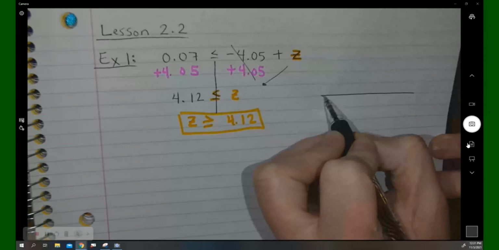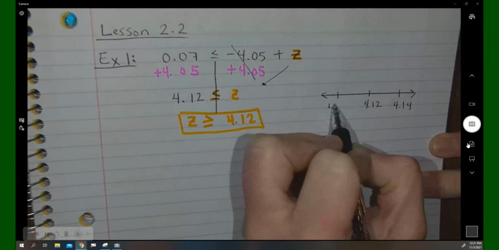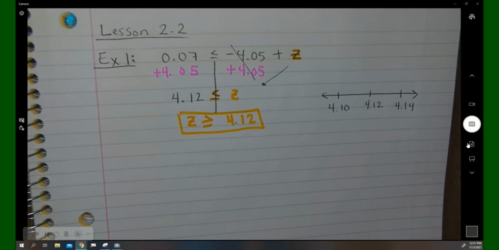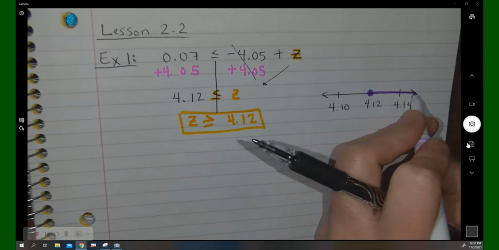Now if I'm going to graph this on my number line, I put 4.12 in the middle, and we'll call this 4.14, and we'll go down and call that 4.10, keeping my spacing the same. This is an "or equal to," so I know it's going to be a closed circle here at 4.12. And z is everything greater than or equal to that 4.12.